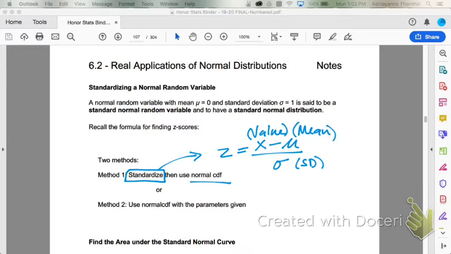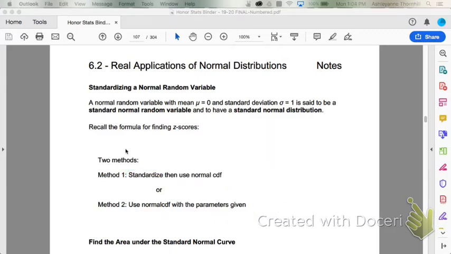So we can find its z-score first and then use normal CDF, where that's 2 steps, or we can just use normal CDF with the parameters given. So we won't just be using 0 and 1 anymore, but we'll be using whatever the mean and standard deviation is that they give us in the problem. I'm going to show you both ways, and some people prefer one way over the other, but I guarantee you will probably like method 2 better because it's 1 step instead of 2.